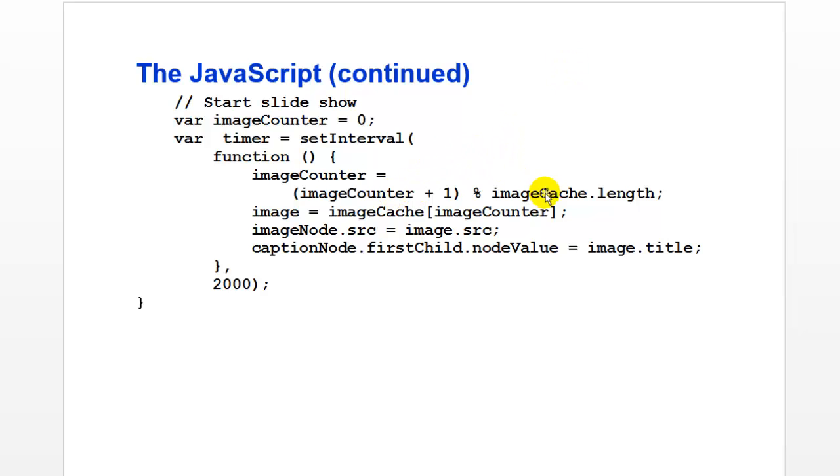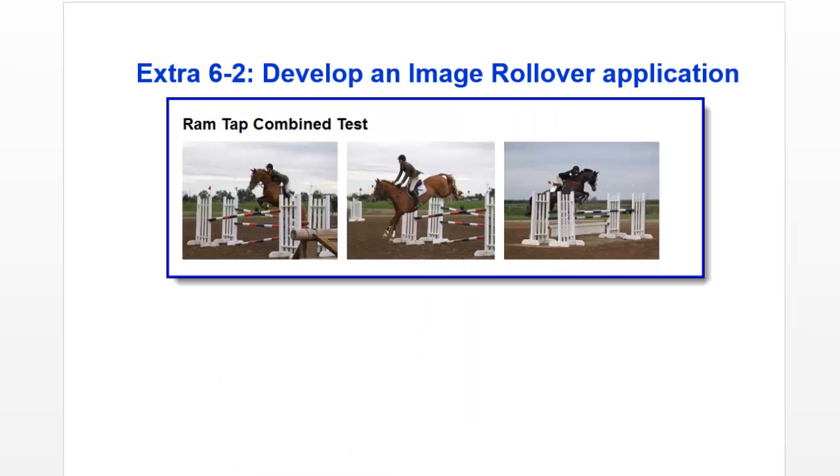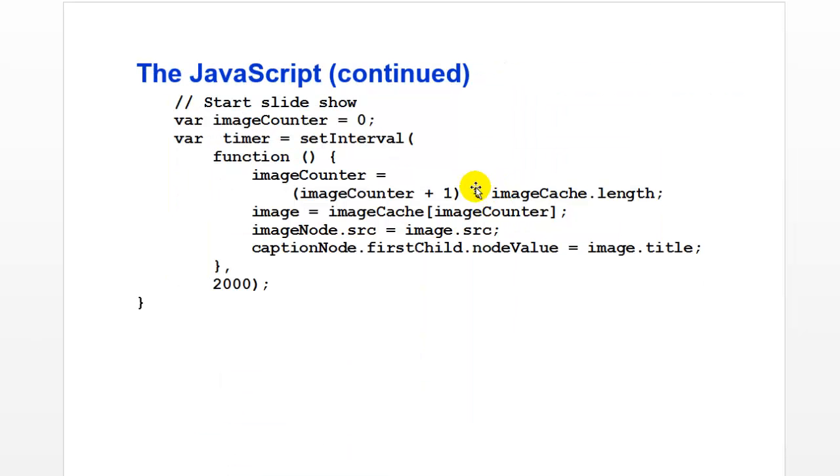So if there's 4 images, that would be imageCache.length. The reason they're doing modulus is they're making sure that this imageCounter never goes outside the boundaries of the number of images. It's always going to reset and start at 0 again when it gets to the edge of the boundaries. So it's actually very, very clever the way they're doing it. So modulus does that. Modulus, if you don't recall, is the remainder operator.